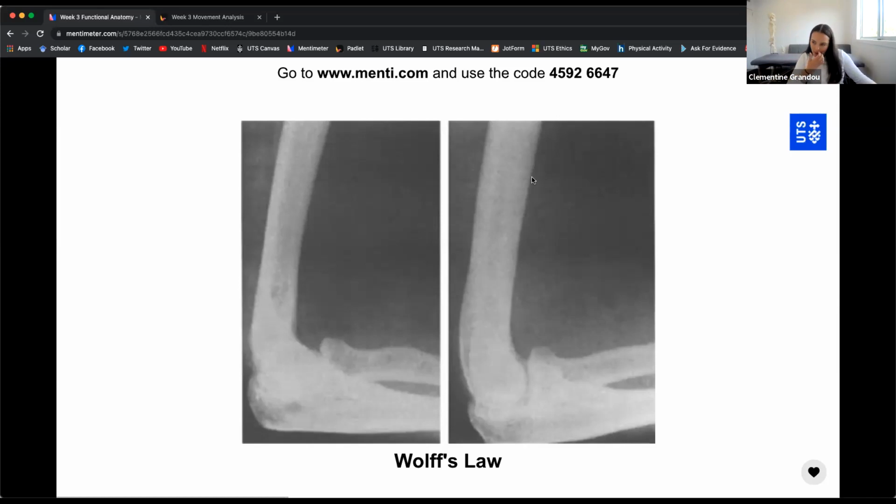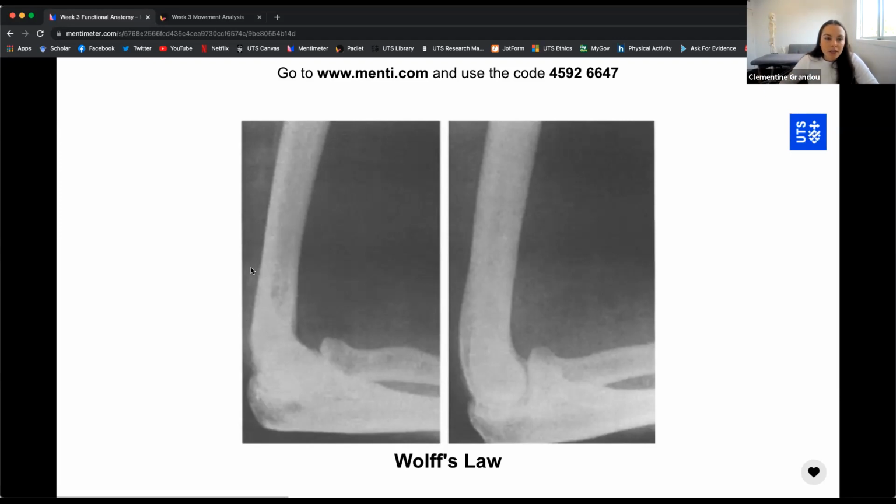So if you have a look at these pictures on your screen of those two x-rays, this is actually the two arms of the same person. And it's the two arms of a tennis player. And you can look and see straight away the difference in the thickness of the humerus. So you can see the humerus here is really thick compared to this one here, it's a lot thinner.